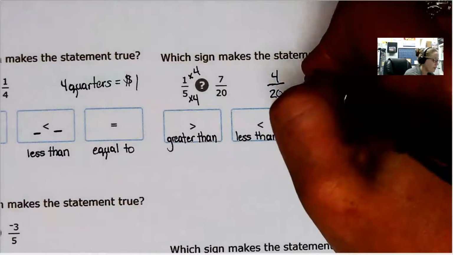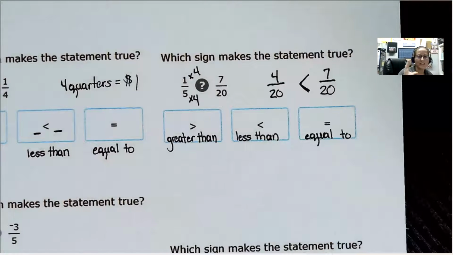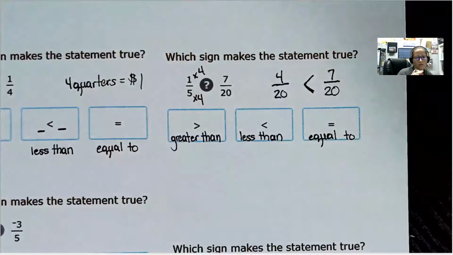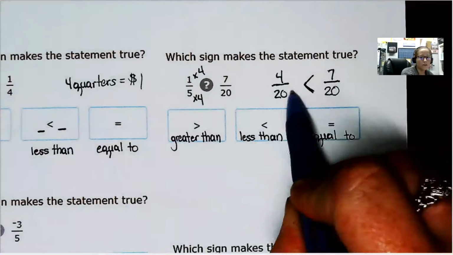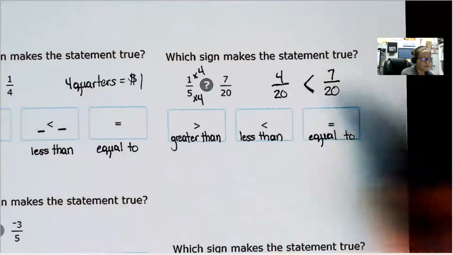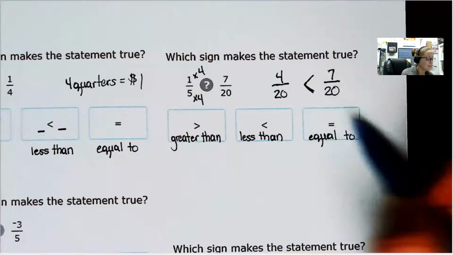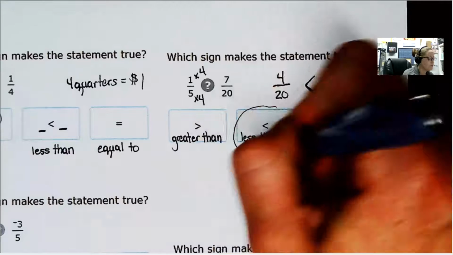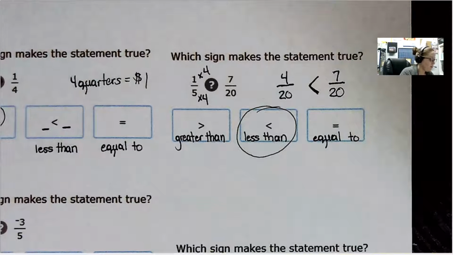We want the open part of the inequality sign to be facing the bigger number. It's kind of saying this side is bigger, turning away from the smaller side. So we would say that 4/20 is less than 7/20. This would be our correct answer. Let's take a look at a couple others.